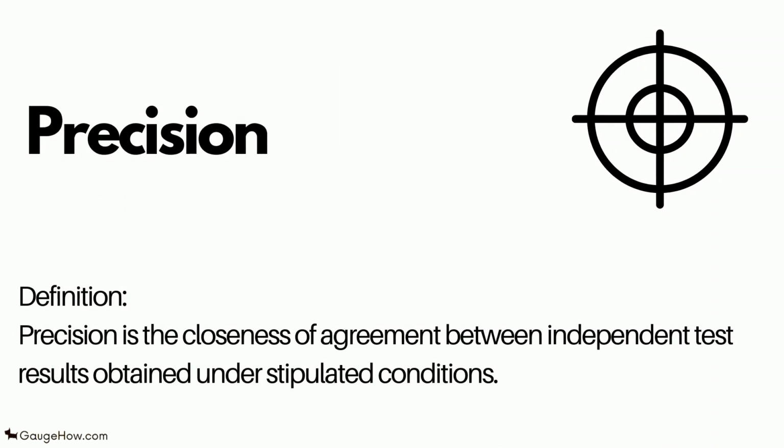Precision. Precision is the closeness of agreement between independent test results obtained under stipulated conditions. Precision looks the same as accuracy, but there is a close difference between them.